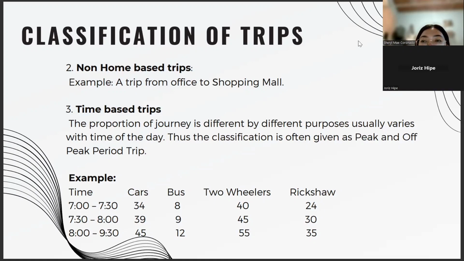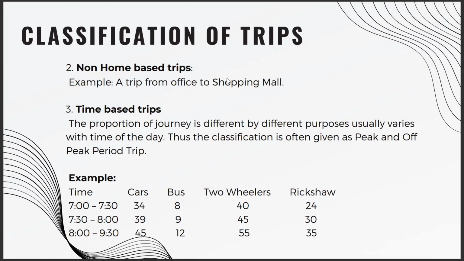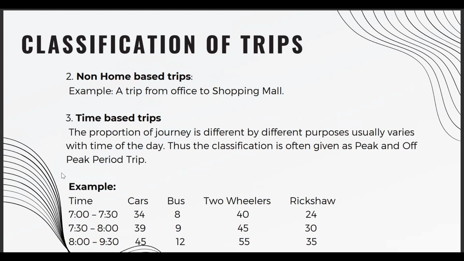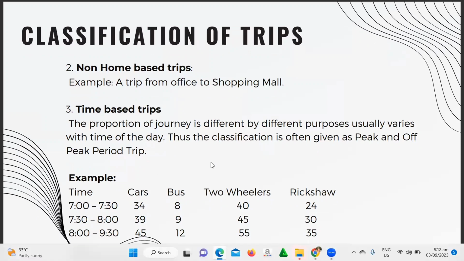So hello guys, I'm the next reporter and I will continue the classification of trips. Example number 3, time-based trips. The proportion of journey is different by different purposes, usually varies with the time of the day. Thus, the classification is often given as a peak and off-peak period trip. In example number 3, we experience this on highways and railways by counting cars, buses, two-wheelers, etc. from time to time.